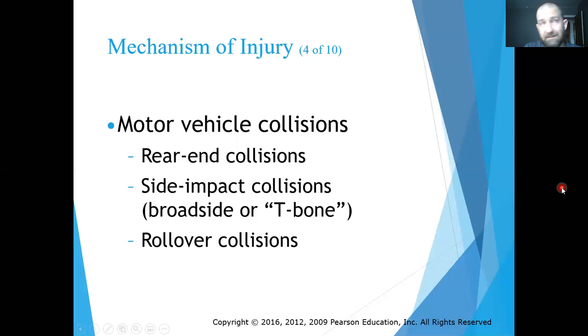Rollover collisions, like I said, are like putting a shoe in a dryer. If they're unsecured, they're going to be bouncing all over the place inside of there. So we could have injuries anywhere. In those cases, the injury patterns you're expecting are long bone fractures, head and neck injuries. That's what we're expecting there. Internal bleeding as well.